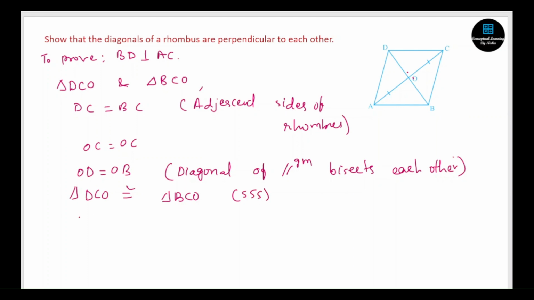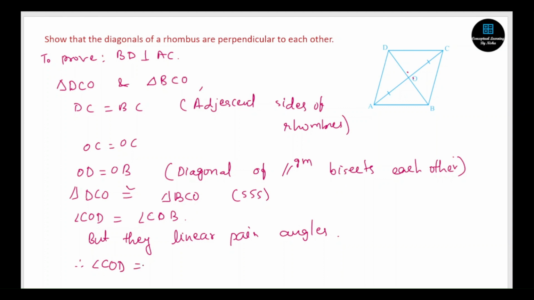And hence what can I say? By CPCT, angle COD is equal to angle COB, correct? But they are linear pair angles, correct? So what can I say? They both are 90 degrees. Therefore angle COD equals angle COB equals 90 degrees. Hence what can I say? Yes, BD is perpendicular to AC. We proved it. Great.